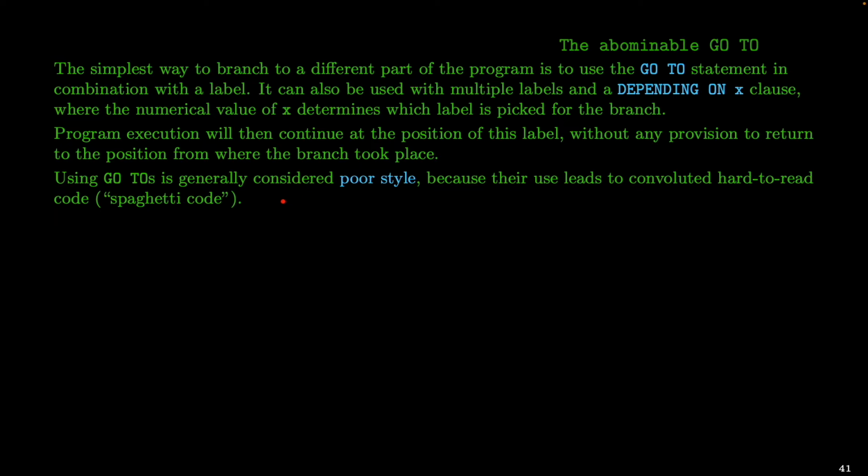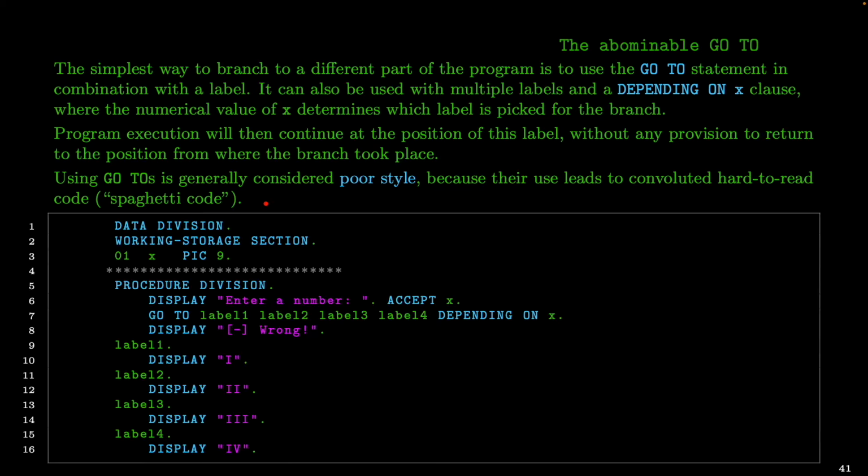As you may have heard, using go-tos is generally considered to be bad programming style because this leads to convoluted code that is hard to read and hard to use for your fellow programmers, and probably at some point even to yourself. Usually this is known as spaghetti code, so you should not use it. But still, for completeness, let's look at an example in COBOL.